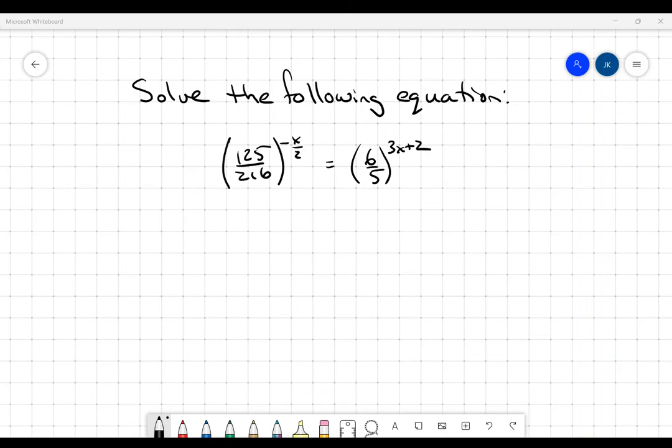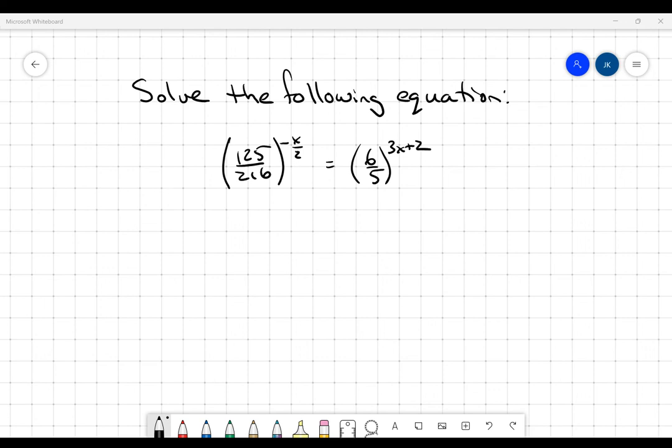Okay, everybody. So we're just going to take a moment here and we're going to solve the following equation. And it looks a fair bit harder than it actually is here. Notice I've got a power equal to a power. And in a lot of these equations, where it's an exponential equation where the variable is in the exponent, I could use logarithms here.